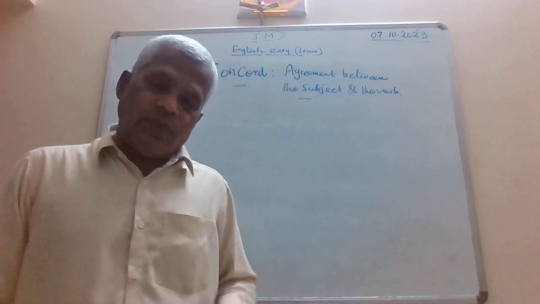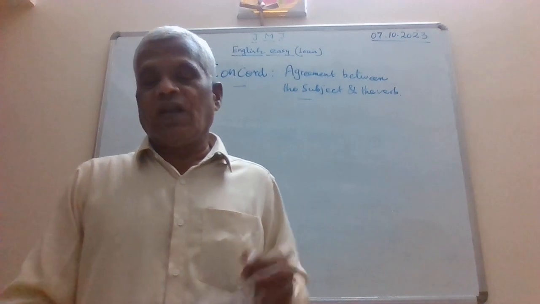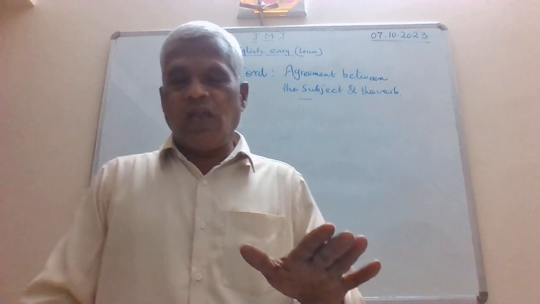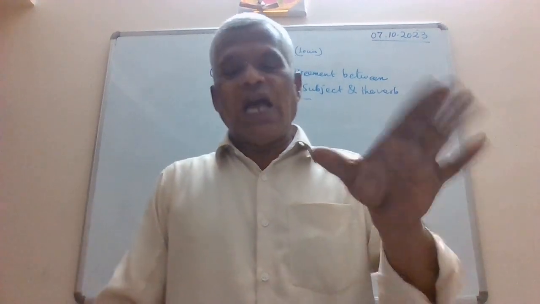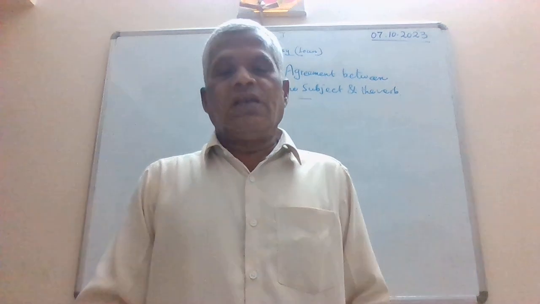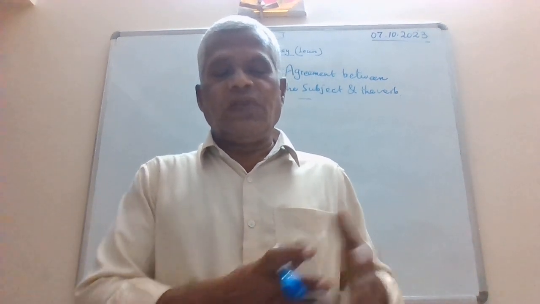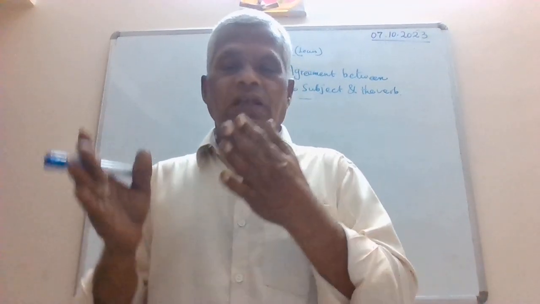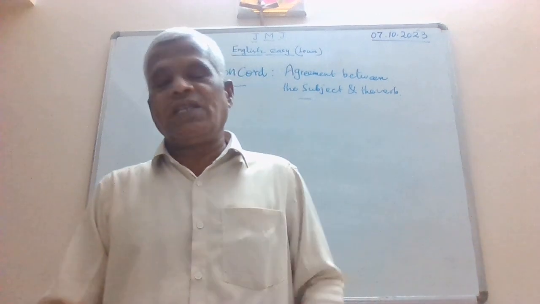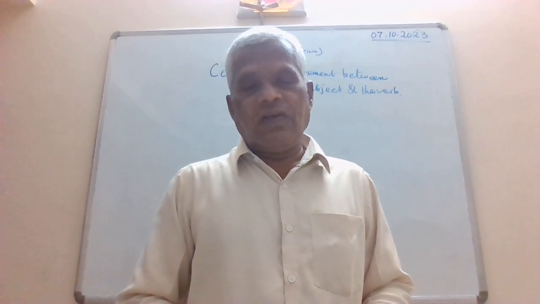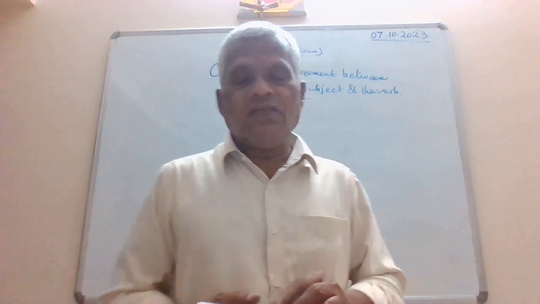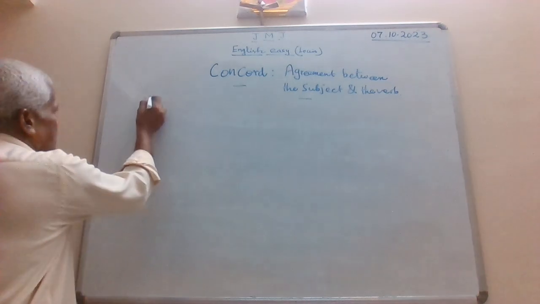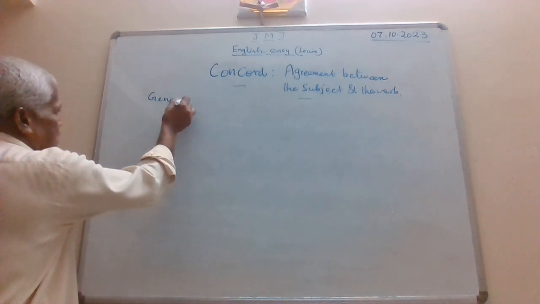The first thing that we must remember in learning or understanding about Concord is nothing but, if your subject is singular, the verb also has to be singular, which means that there is an agreement between the subject and the verb. So the basic rule: if the subject is singular, the verb also must be singular. That is the first thing that we must understand. Okay? Subject singular, verb singular. That's the general rule. So let me call it the general rule.